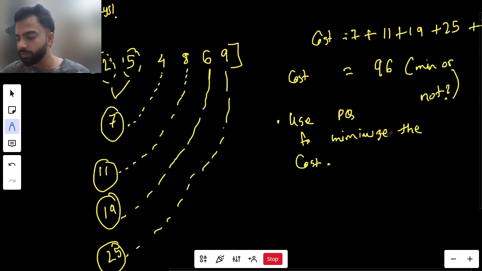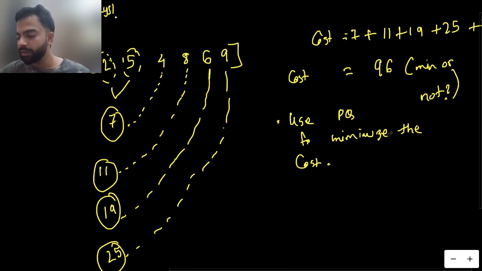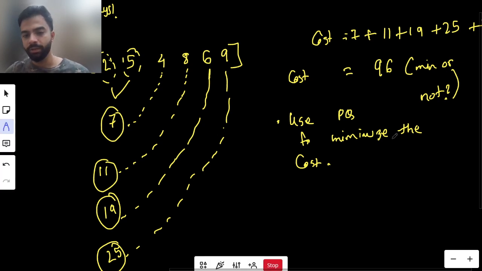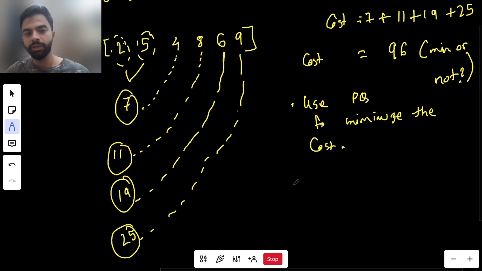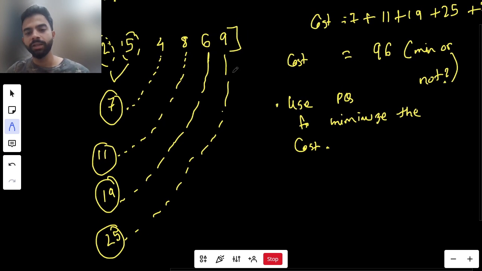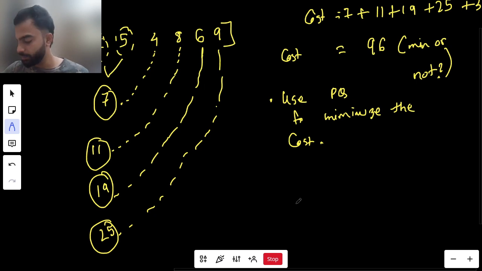When I say we have to use a priority queue to minimize the cost, what are the values we can take for this particular example? Say initially we have 2, 5, 4, 8, 6, and 9. Now I'm going to solve it with the help of the priority queue approach.